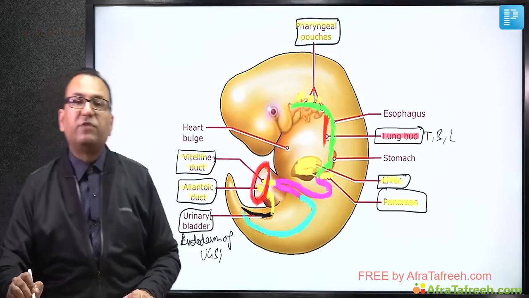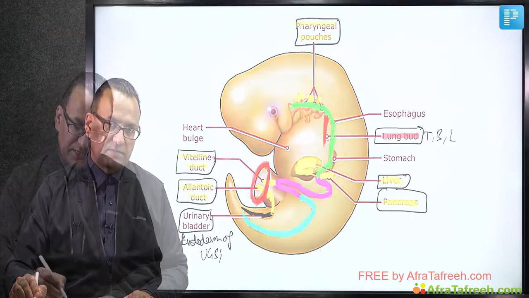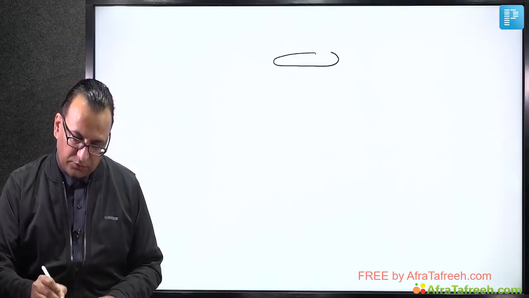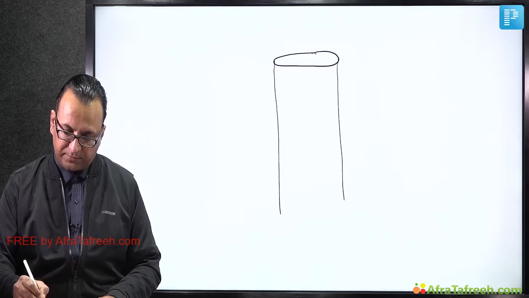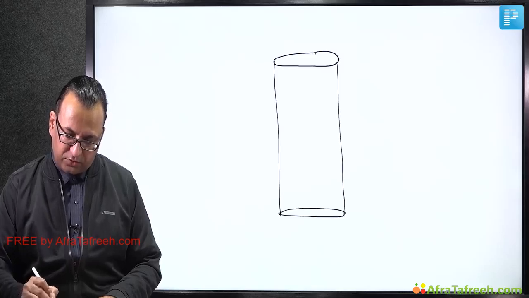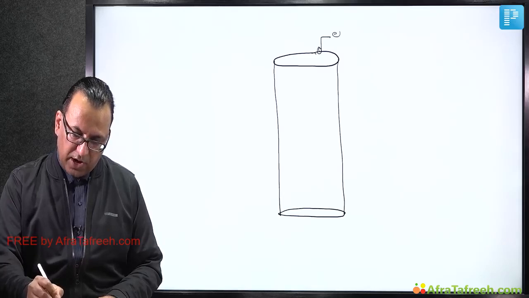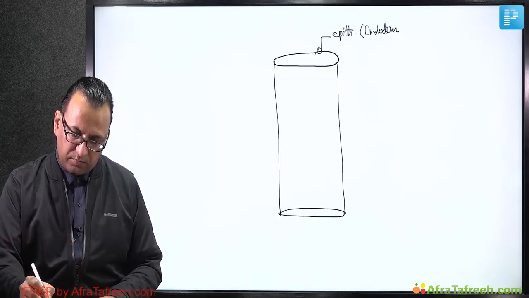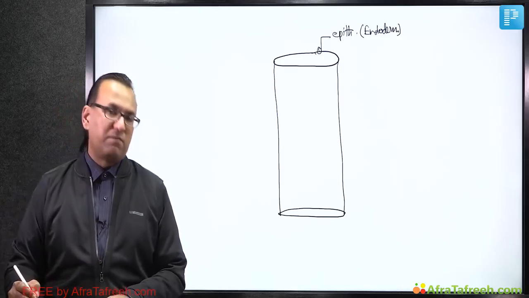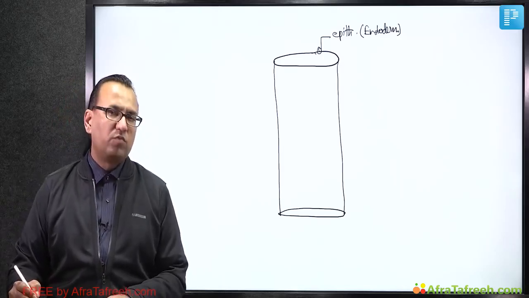And this is the diagram which we are going to draw now ourselves. So here we draw the gut tube, and we understand that it will have some epithelium. That epithelium of the gut tube is coming from the endoderm. Now, if the epithelium is coming from the endoderm, what about the muscles? If you say muscles of the gut tube, then they are smooth muscles.